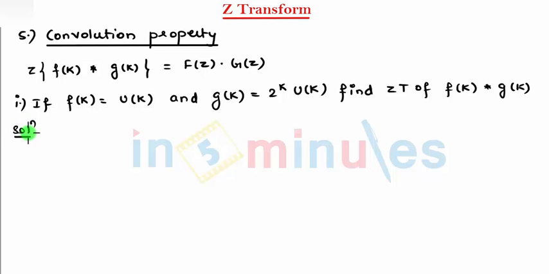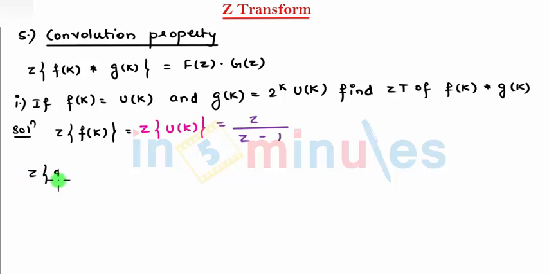So students, when we talk about f of k is u of k, this is standard, and this is also standard. So we can write ZT of f of k, that is ZT of u of k, as z divided by z minus 1. In the similar way, ZT of g of k, that is ZT of 2 raised to k u of k, is equal to z divided by z minus 2.